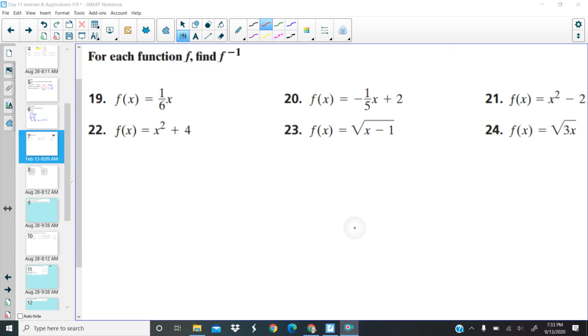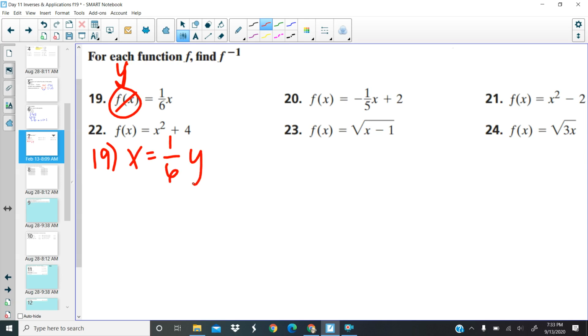Then I just want to do a couple of examples of actually working these out. We're going to start with number 19. We talked about earlier that you have f of x and f inverse of x, but we also said the first step is to switch x and y. If you have it written as f of x, you can take that f of x and know that it's referring to y. So right now you have y equals 1/6 x. The first step when finding the inverse is to switch x and y, so you can change that to x equals 1/6 times y.